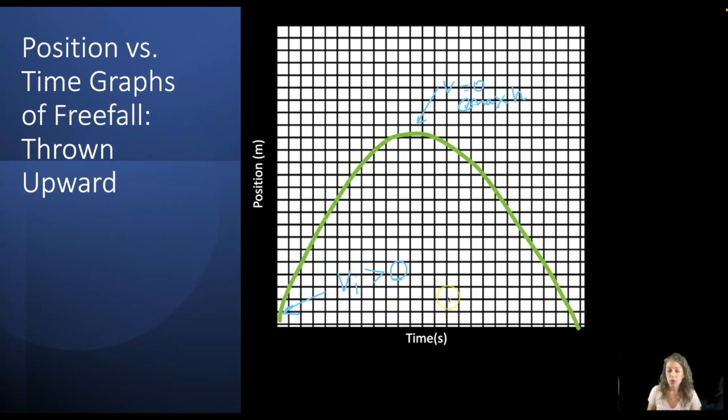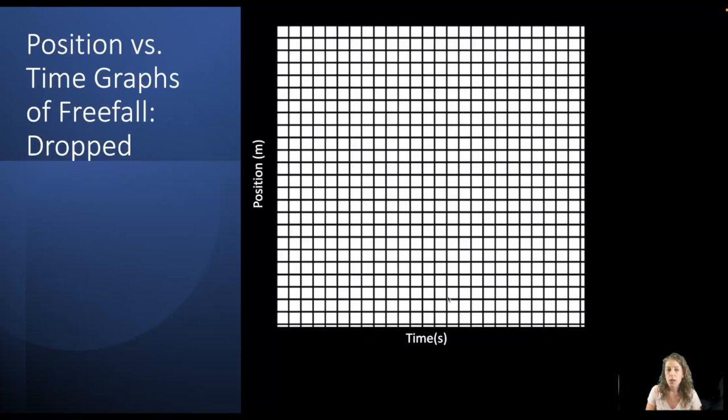This is what a projectile looks like if you throw it up and allow it to fall back down. If you just drop the ball, that means you start at some initial position where velocity is 0 because you're dropping it, and then you increase speed until you reach a maximum negative velocity at ground level.